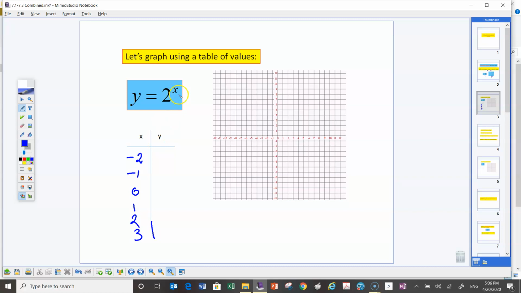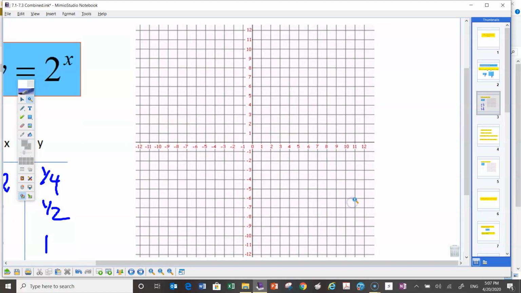If I put a -2 in for x, I get 2 to the -2, which is really the same thing as 1 over 2 squared, which is really 1/4. If I put -1 in for x, I get 1 over 2 to the power of 1, which is really 1/2. If I put a 0 in for x, 2 to the 0 is 1. If I put a 1 in, 2 to the first power is 2. If I put a 2 in, 2 squared is 4, 2 cubed is 8, and that'll be enough points to help me graph this function.